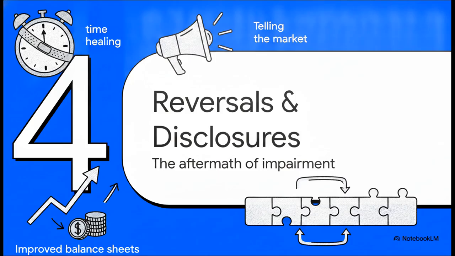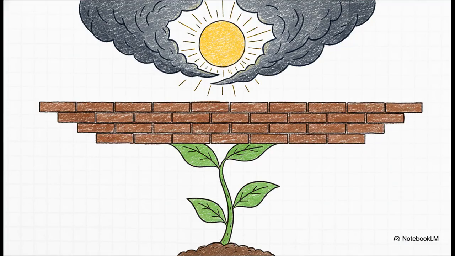All right, Section 4, let's look at the aftermath, reversing losses and telling the market what happened. So what if the economic clouds finally part? Technology shifts back in your favor and value actually returns. Well, you can indeed reverse a prior impairment loss, but there's a strict ceiling. You can only reverse the loss up to what the asset's original depreciation schedule would have been. You definitely cannot use a reversal to magically revalue an asset above its historical cost carrying amount.